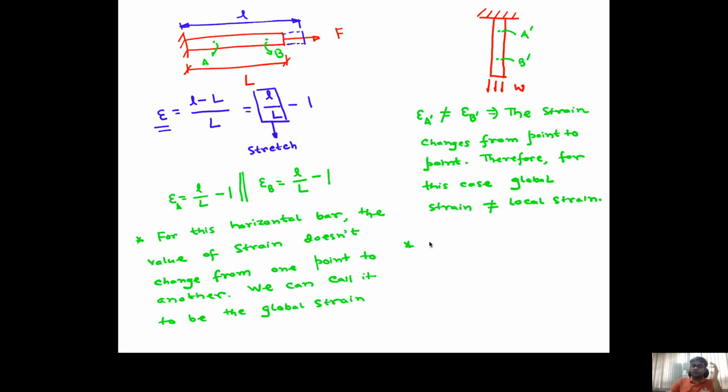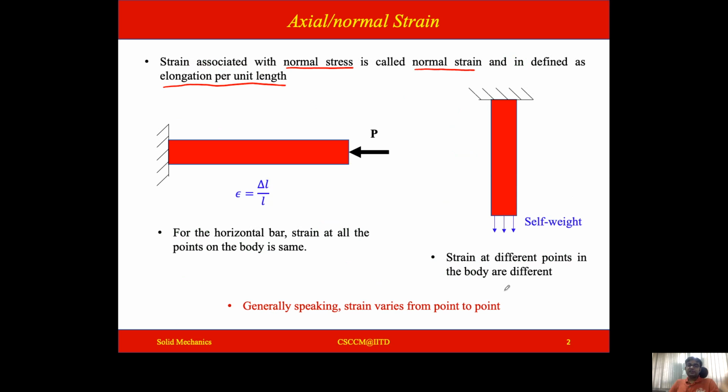So we conclude that strain changes from one point to the other. The value of strain changes. So that is the point that I am trying to make here. And that is basically the take home message from this slide, that generally speaking, strain varies from point to point. That is the take home message from this slide.